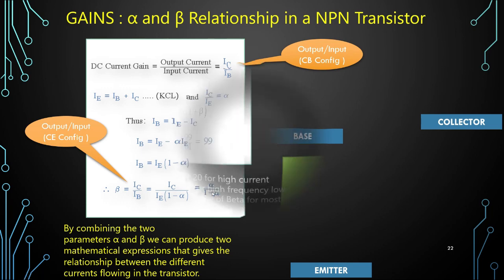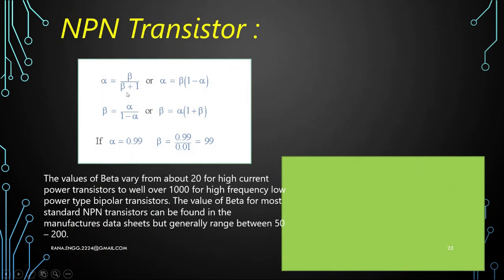So what will be alpha? On a similar line we can say alpha is equal to beta by beta plus 1, or we can write it as alpha is equal to beta into 1 minus alpha. These alpha and beta relations we have to remember. The alpha value is always less than 1, and from here we can validate it. So if alpha is 0.99, beta will be 99. The beta range is even from 50 to 200. It depends on the manufacturer how they create the beta value, and they provide it in the data sheets.